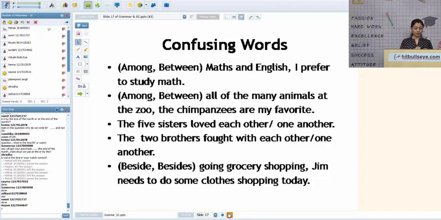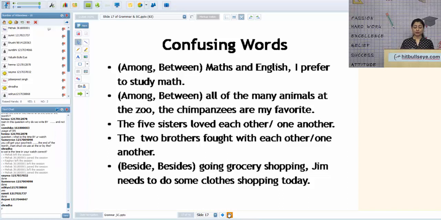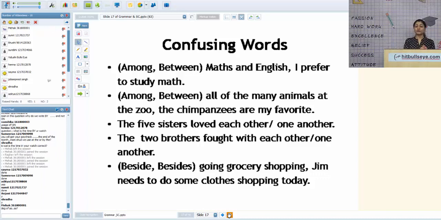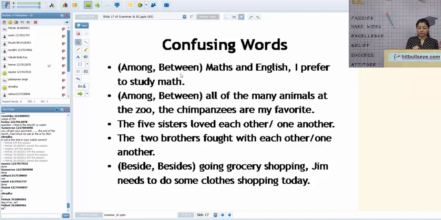Now we are almost moving towards the end of grammar and trying to do confusing words and how they coexist. Remember, towards the middle of the slides, I promised you that we would be doing elaborate examples on difference between, among and between. So here it is. Couple of questions for you. We are just going to do one or two and then I'm going to give you guys some time to practice those. So maths and English, I prefer to study math.